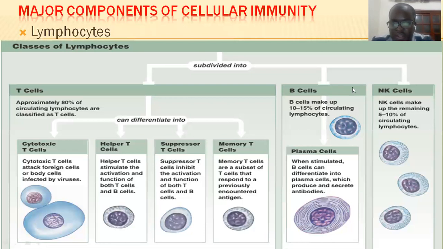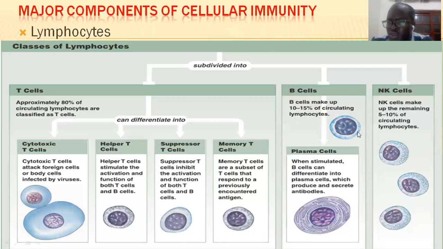Then you have B cells. So you also have other subtypes of lymphocytes: the B cells and the natural killer cells. The B cells, B lymphocytes, make up about 10 to 15% of circulating lymphocytes. So after the T lymphocytes, which are about 80%, you have the B lymphocytes, 10 to 15% of the total circulating lymphocytes. Like I said, once they are activated, they can differentiate into plasma cells. When stimulated, B cells differentiate into plasma cells, and these plasma cells are the ones involved in production of antibodies against the specific pathogen. Remember, adaptive immunity is specific. So these antibodies will be produced specific for certain pathogens.